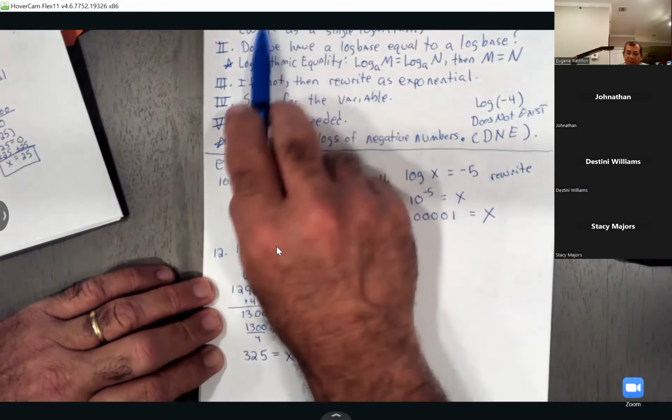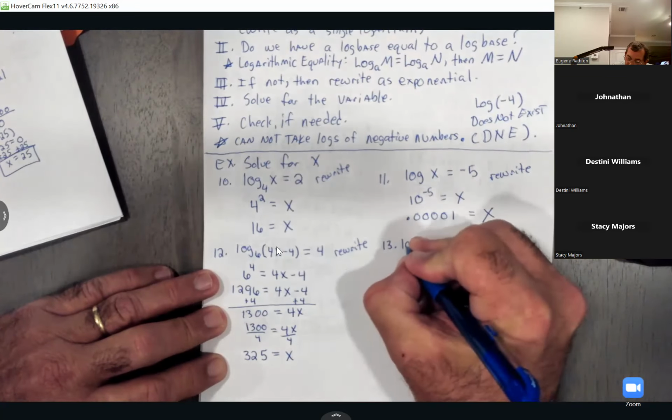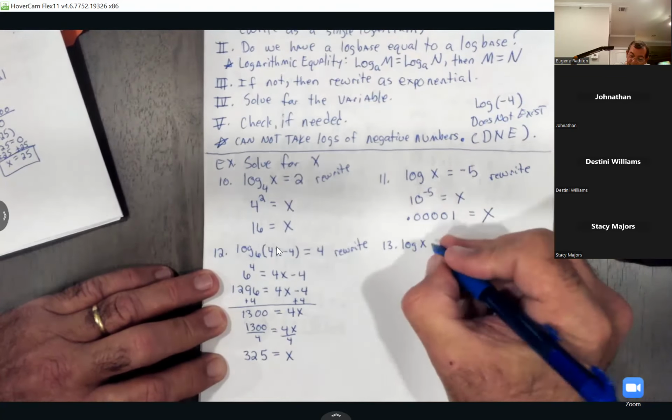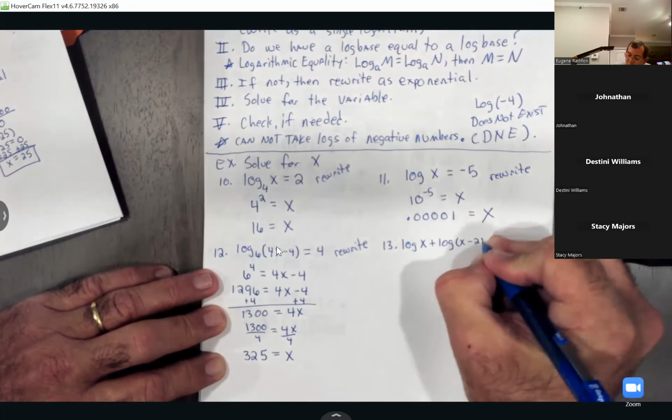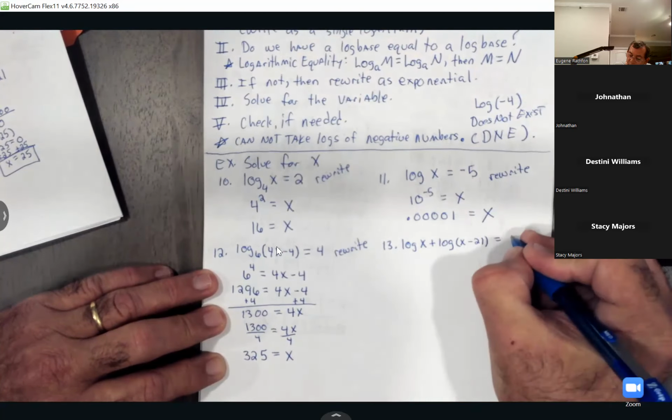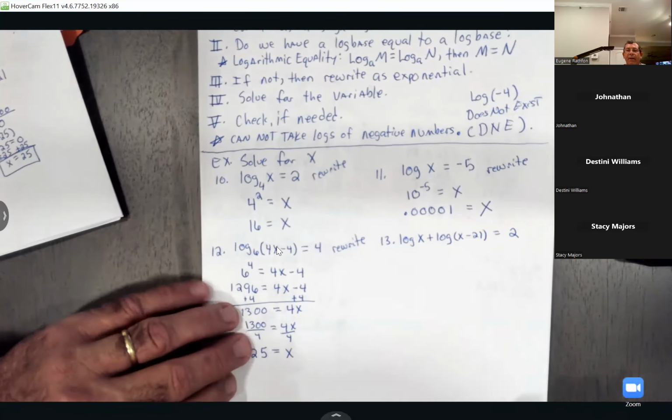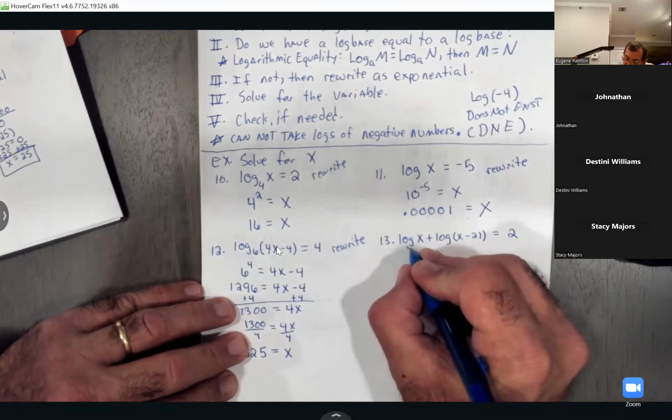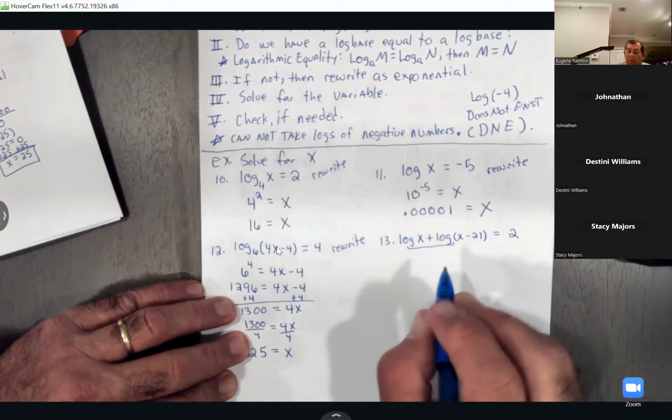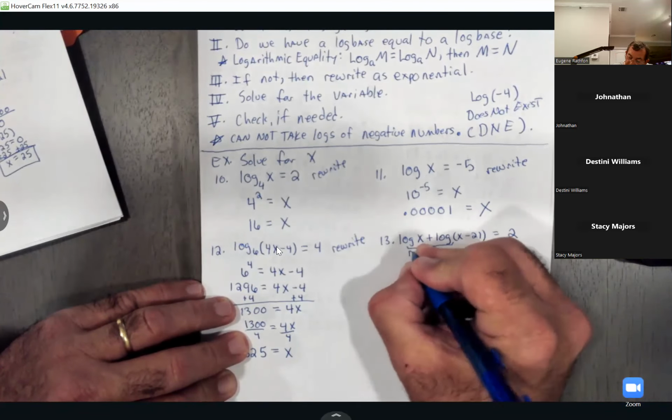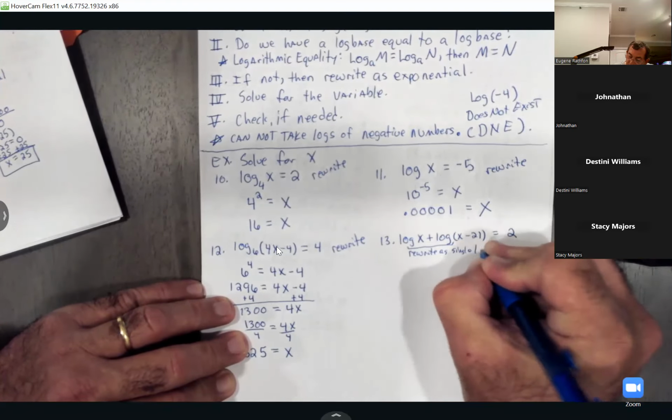Now let's move up to the next ones. Let's do some of these where it wants me to combine logs. So how about log x plus log x minus 21 is going to equal 2. So do you see over here, I got 2 logs over here. I want to combine these and rewrite as a single log. So we want to rewrite as a single logarithm.